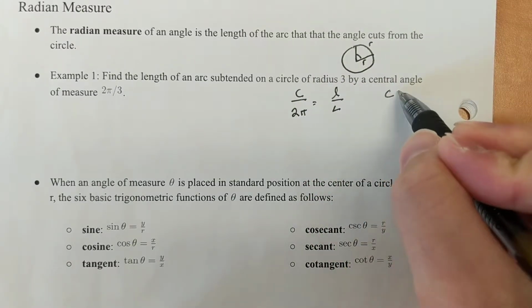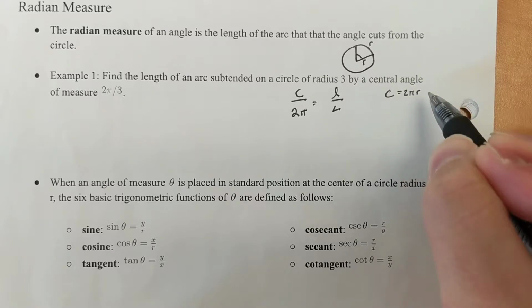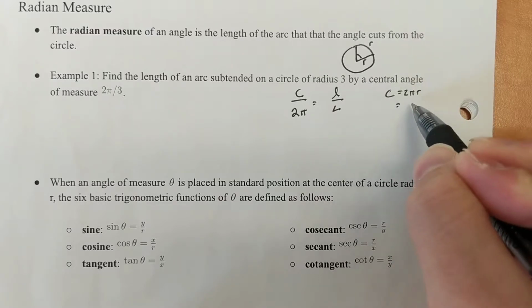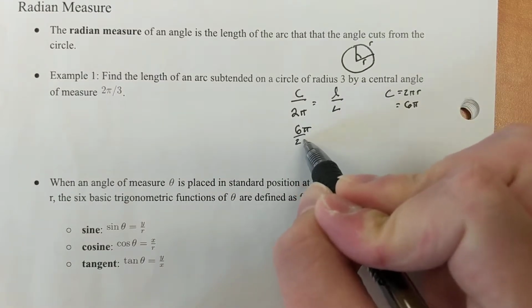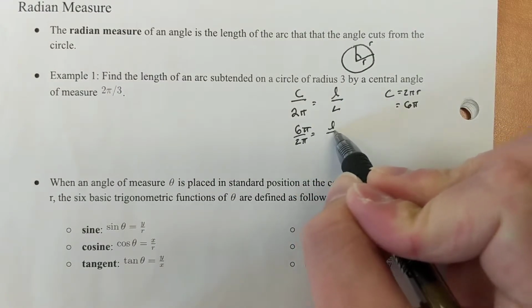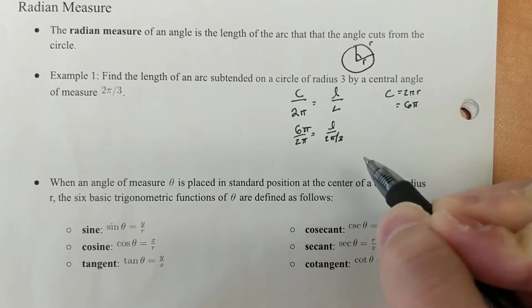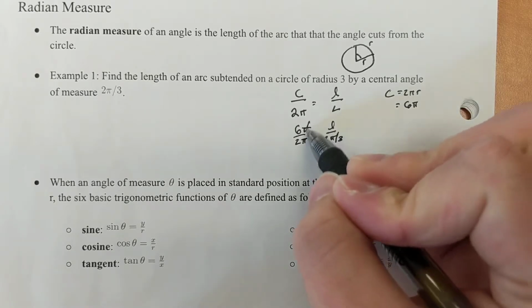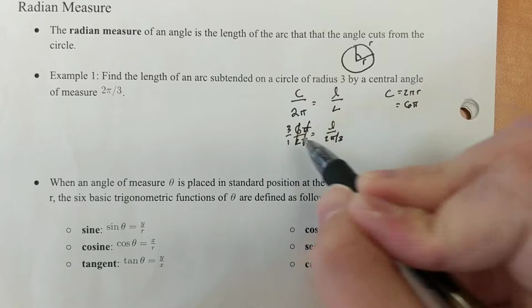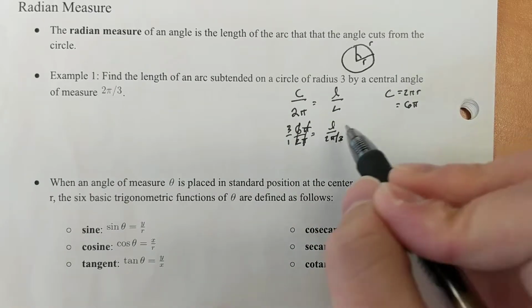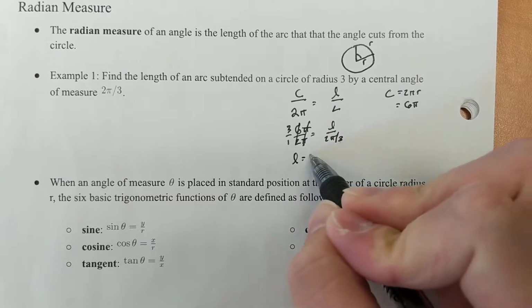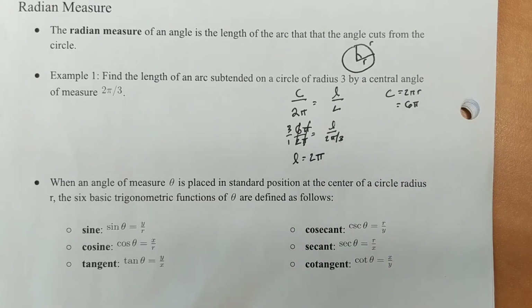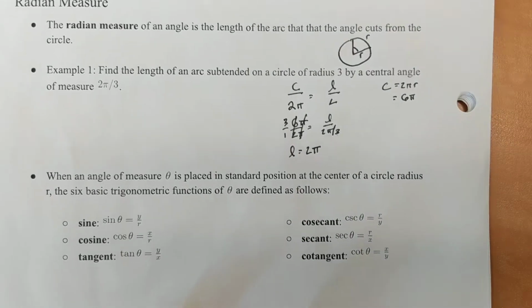So we need to find the circumference of our circle. That's 2 times pi times r. Our radius is 3, so it's going to be 6 pi. So this becomes 6 pi over 2 pi equals L over 2 pi over 3. And over here I'm going to reduce this fraction. That's actually 3 over 1. So now I can do cross products. L times 1 is just L. Going the other way is 2 pi. So the length of that arc is 2 pi.